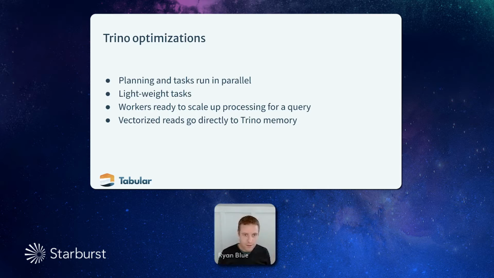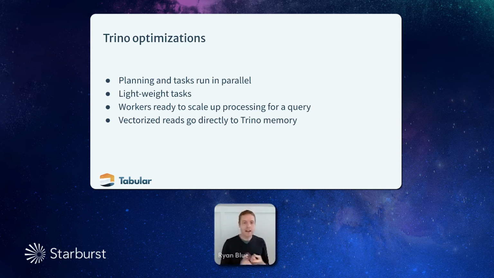Now, the other thing that Trino does incredibly well is it has its own reader. So Parquet and Orc reads go directly into Trino memory. It's a vectorized read. It's very well optimized, super quick. And so it's really a great read path. And that just goes to make all of those operations really, really quick.